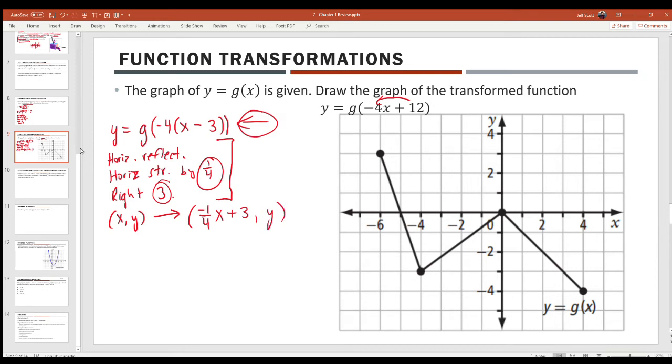Now, if you look at the graph on the right, we have 4 coordinates given to us. The first coordinate is negative 6, 3. If we perform the above operation on that, timesing negative 6 by negative 1/4 and then adding 3 gives us 4.5. The y value will stay the same, so the y value will be 3. I'm going to plot that point first. So the first point is 4.5, 3, which goes about right here on our graph.